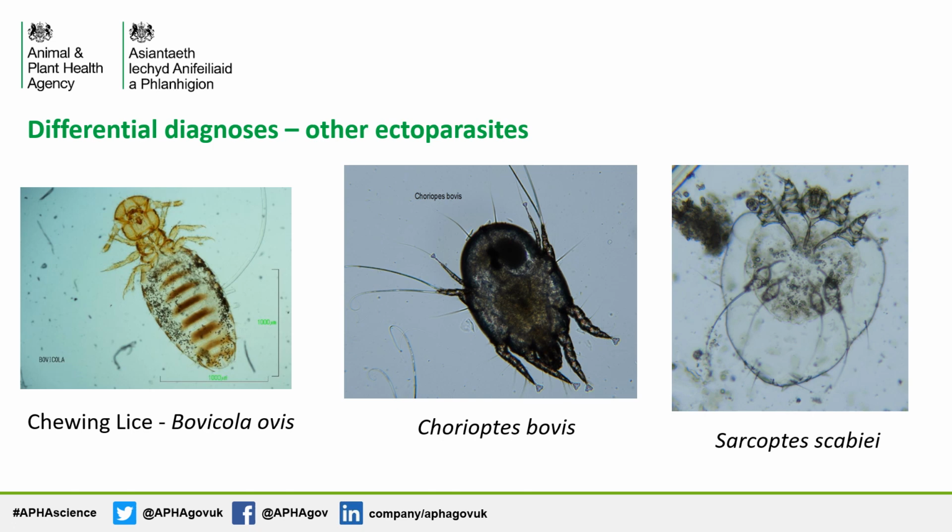Chorioptes bovis mites, as seen here in the middle, can affect sheep, causing scrotal mange in rams. Sarcoptes scabiei var ovis infestation of sheep is rare in the UK. This mite can be seen here on the right. Typically, these burrowing mites affect the head, face, axilla and groin of the animal and cause intense pruritus, hyperkeratosis and alopecia.